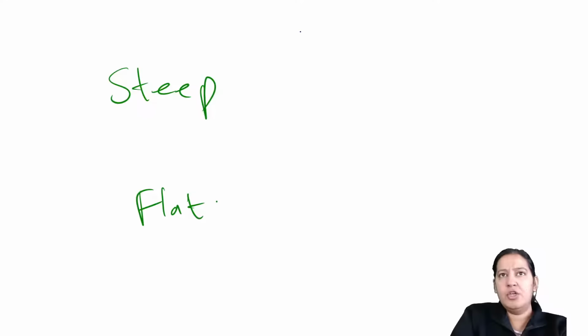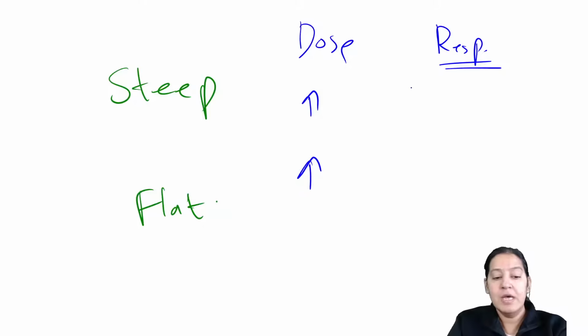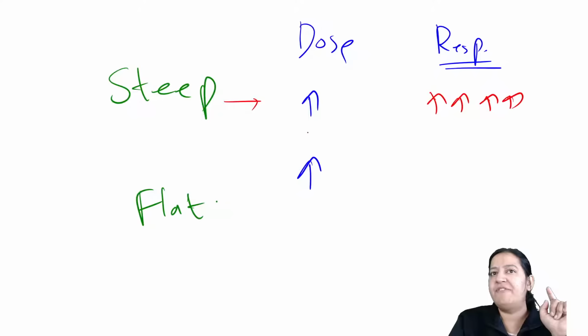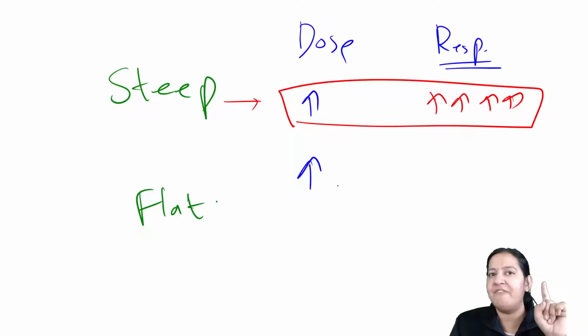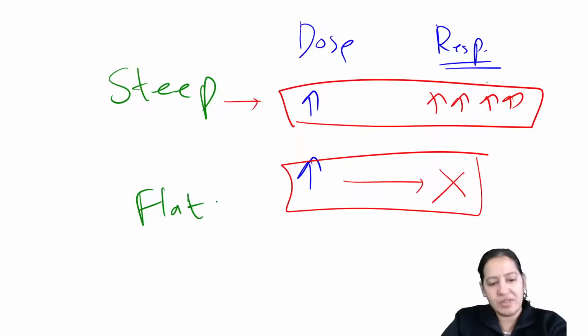So here you increase the dose, here also, here also. What will happen in response? So in response, if it is steep, response increases drastically if you increase the dose a little bit. But here in flat, response does not change or hardly changes if you increase the dose. So that is the summary.